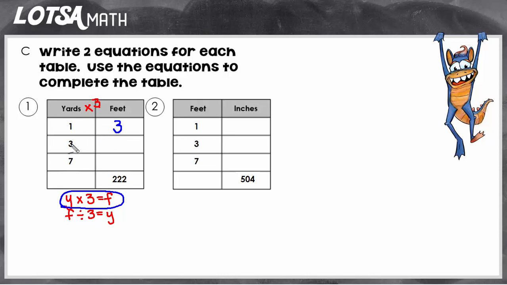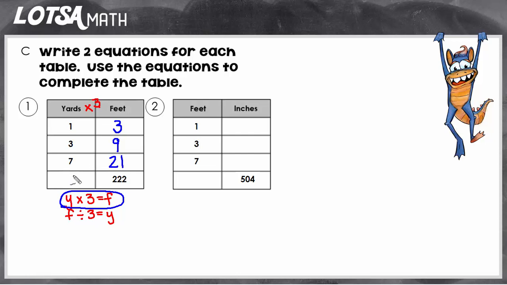Okay, for this one, I would substitute a 3 for the y. So I would have 3 times 3, and that equals the f. So 3 times 3 is 9, so the feet equals 9. Okay, for this one, I would substitute the 7 for the y. So I'd have 7 times 3 equals feet. So 7 times 3 is 21, so I'll put 21 in the output.